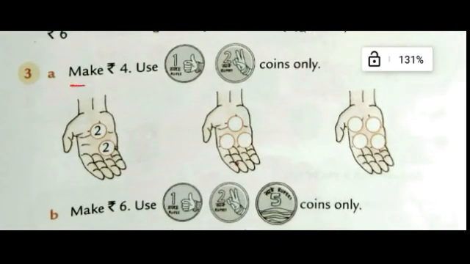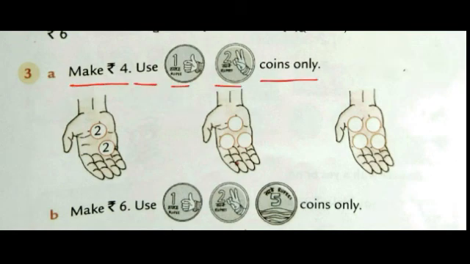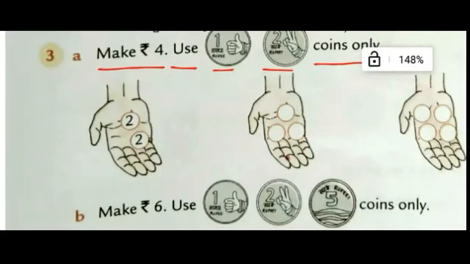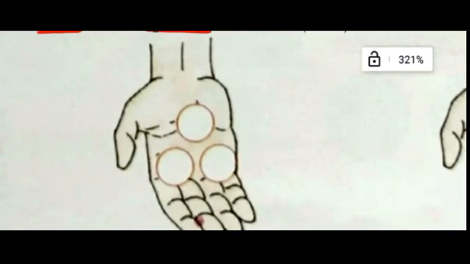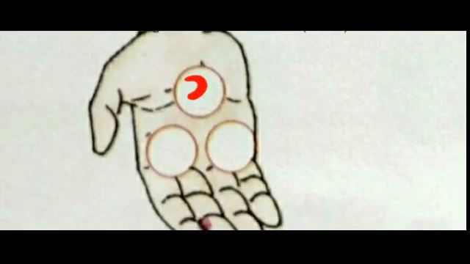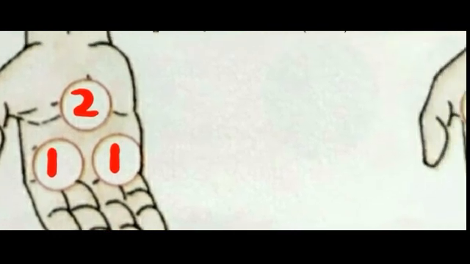Make rupee 4 using 1 rupee coin and 2 rupee coin only. Like see this first one. We have to use only 1 rupee or 2 rupee coin to make 4 rupees. Here they have used 2 rupee coins to make 4. Okay, so let's do it. The first one we can use 2 rupee coin and 2 1 rupee coin. Total it will become 4 rupees which we have to make. Clear? Let's see the next one now.